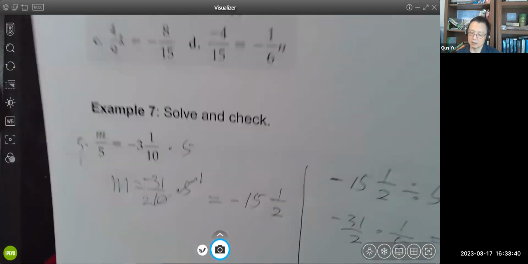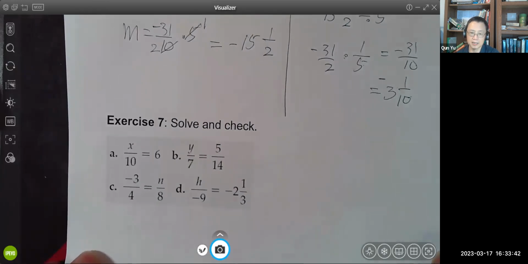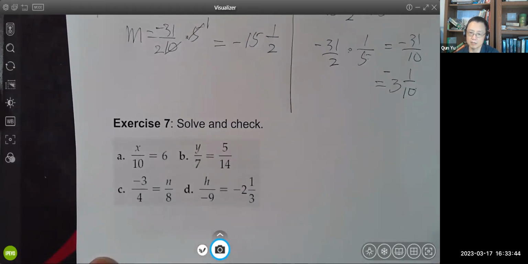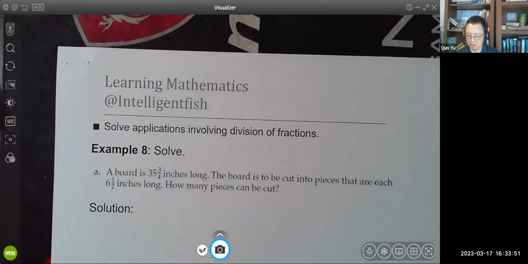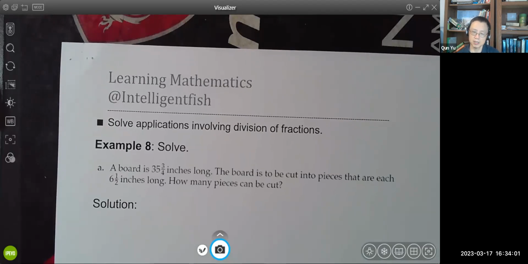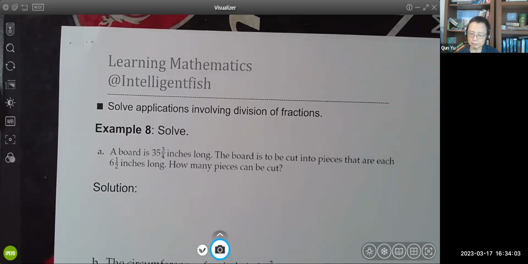So the next exercise problems here. And another learning objective. This time we're going to solve some applications involving division operations. So let's look at our first example.